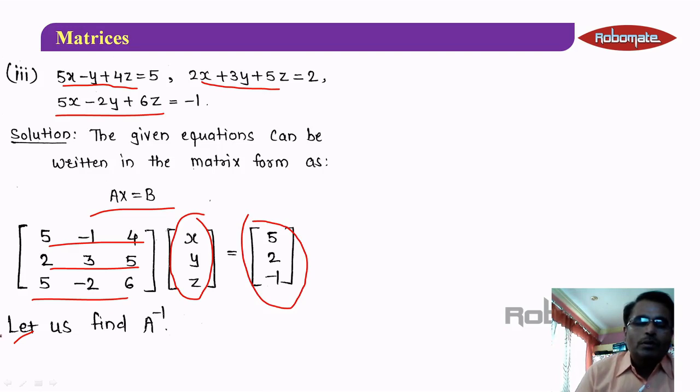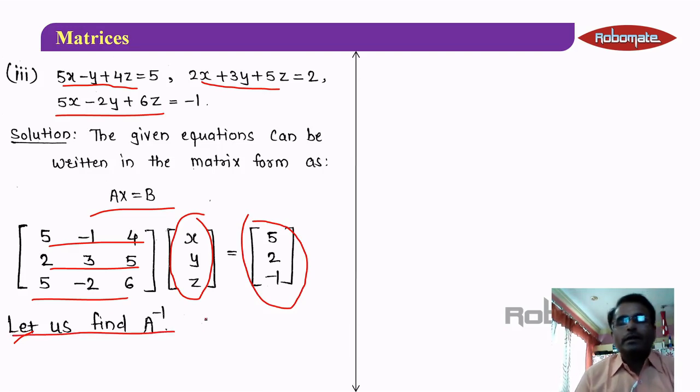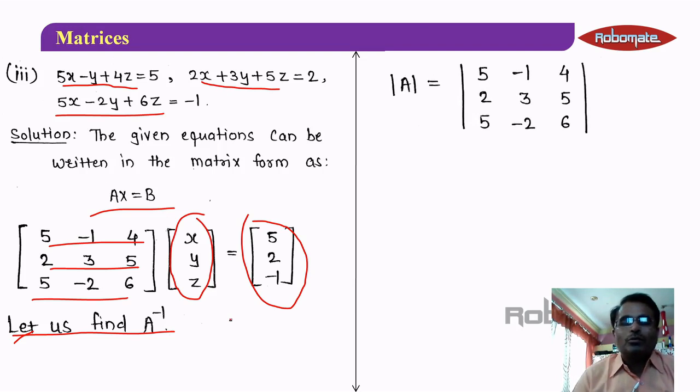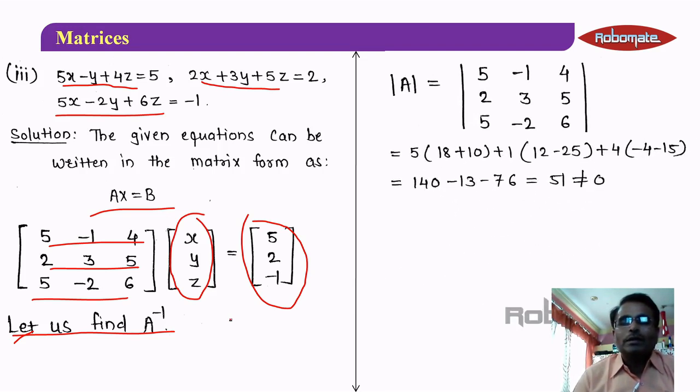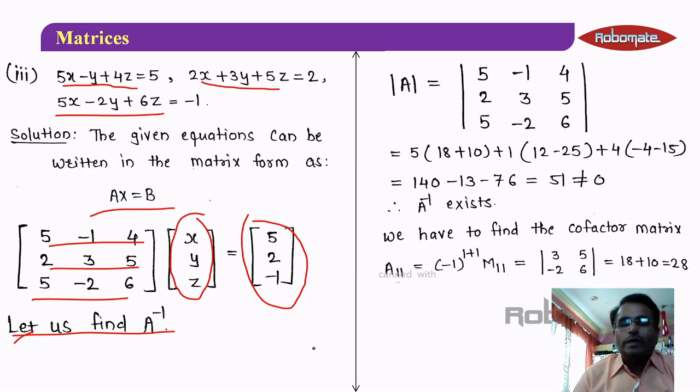You have to remember. Now if you want to find A inverse, suppose we are finding A inverse by using cofactors. So let us see what happens. First you have to check whether it is invertible or not. So this is your determinant, 51, which is not equal to 0. Okay, and therefore A inverse exists. We can find it by the cofactor method. To find it by the cofactor method, we need A11.